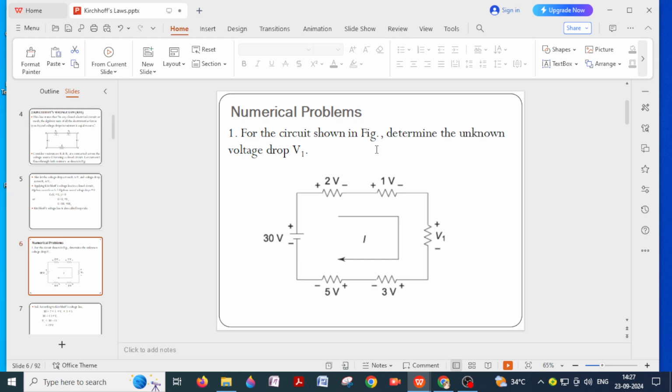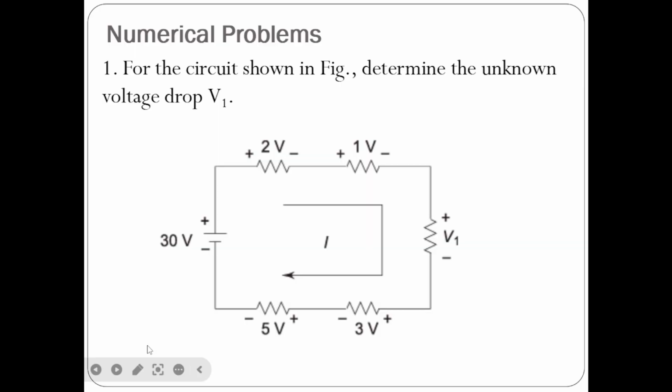Numerical problems on Kirchhoff's voltage law and current law. For the circuit shown in the figure, determine the unknown voltage drop V1. So here in this circuit, they have shown a single loop circuit. In this single loop circuit, there is a single voltage source of 30 volts.